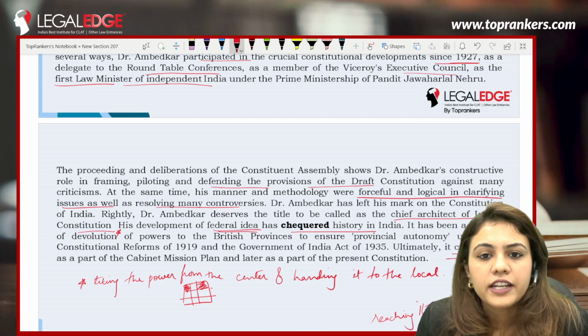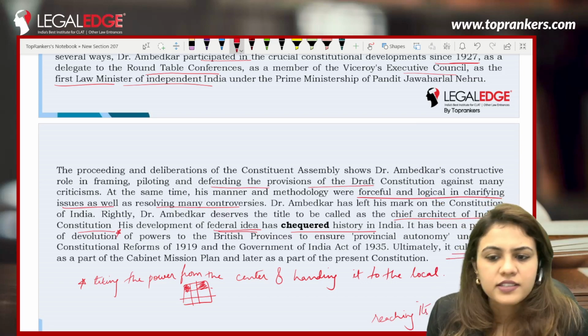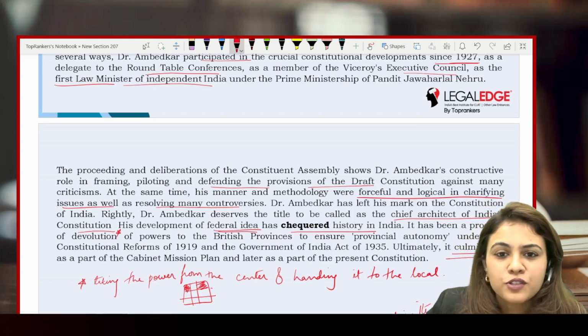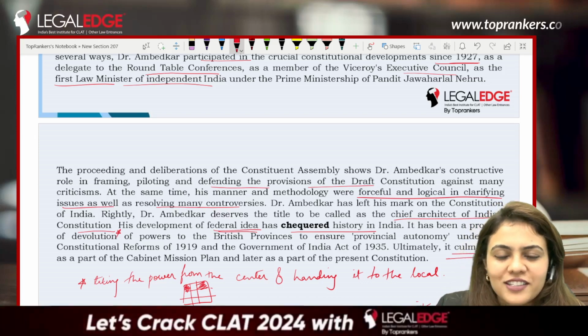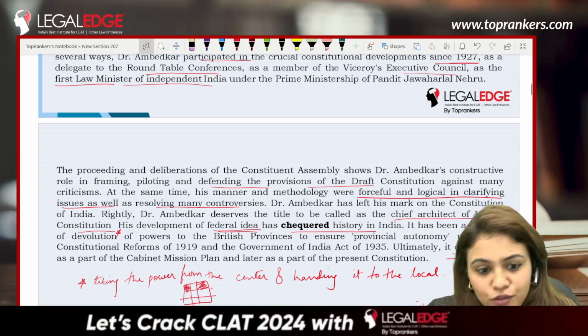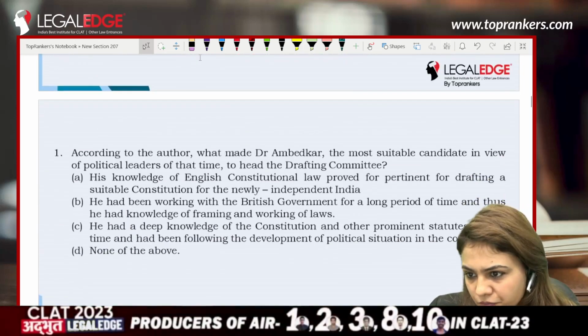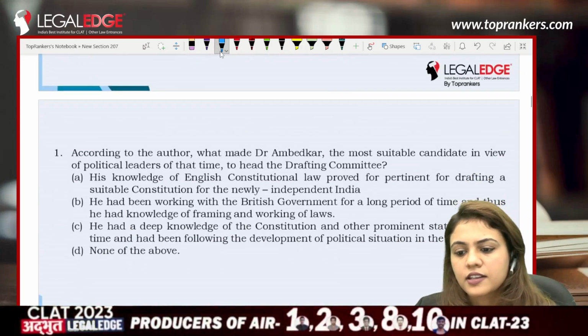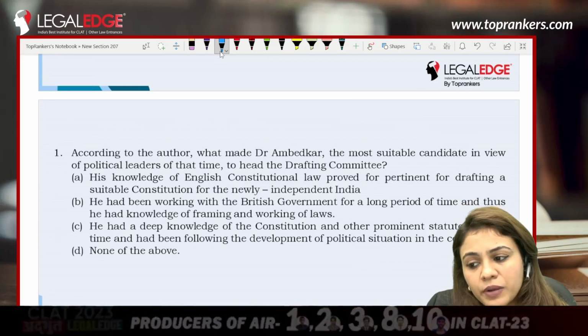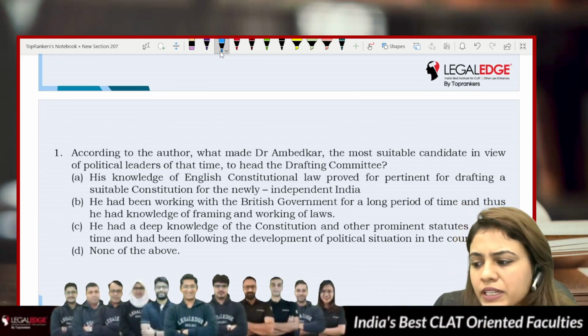Yes. And finally, it became a huge success, as we clearly know. Ours is one of the most celebrated constitutions, and that's the end of the passage. So I hope you have understood it. Now, moving on to the questions. The first one asks us, according to the author, what made Dr. Ambedkar the most suitable candidate?